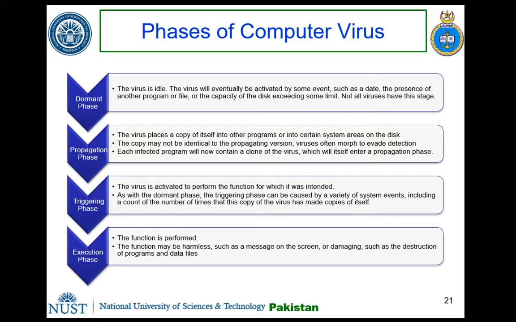The third phase is the triggering phase. The virus is activated to perform the function for which it was intended. As with the dormant phase, the triggering phase can be caused by a variety of system events, including a count of the number of times that this copy of the virus has made copies of itself. In the execution phase, the function is performed.